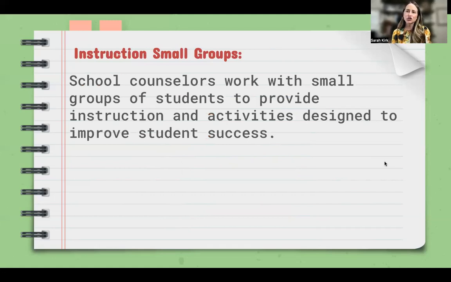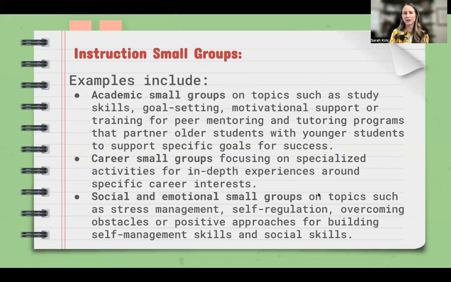First off is the instructional small groups. I think these are probably the most popular. This is when school counselors work with small groups of students to provide instruction and activities that are designed to improve student success. Right? So most of our small groups that we're probably pretty used to running or have heard about before probably fall under this category.